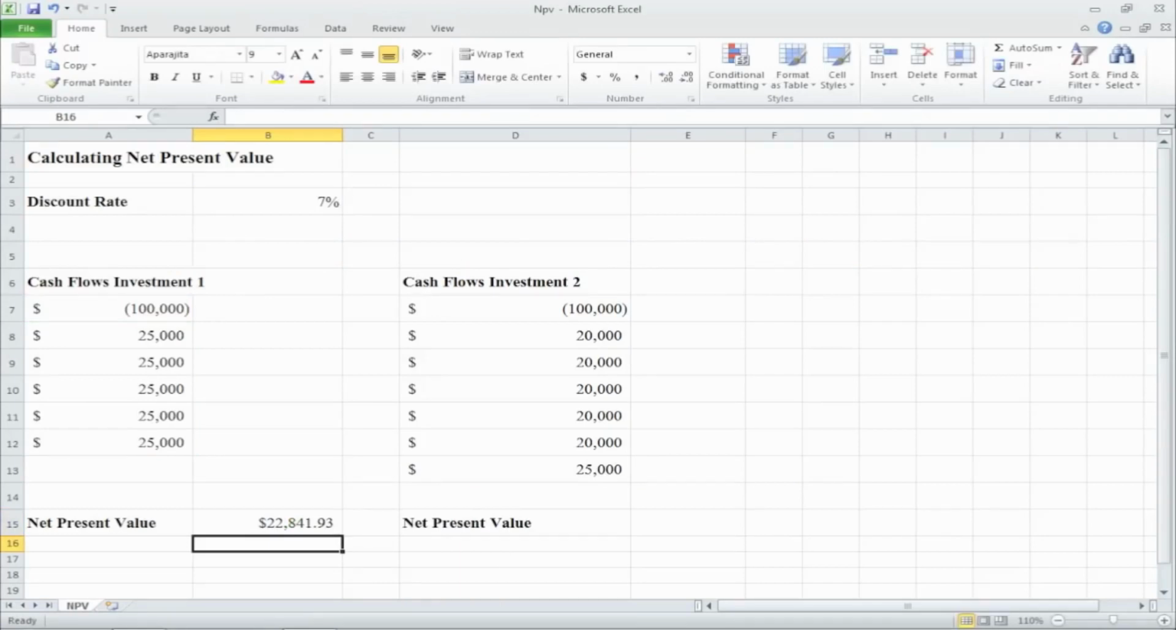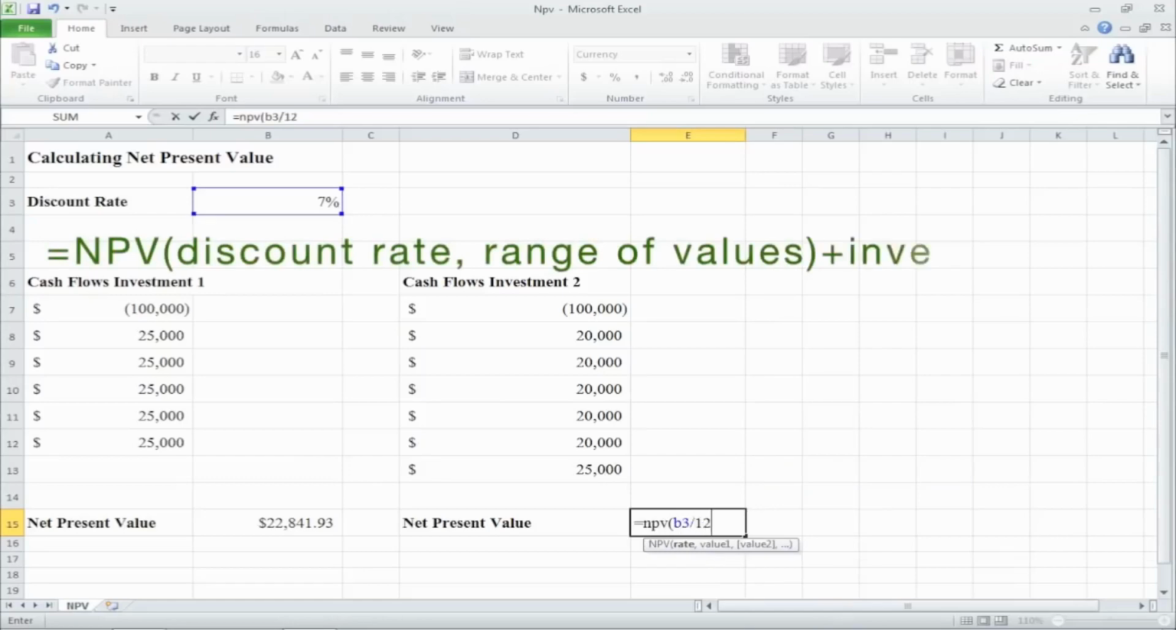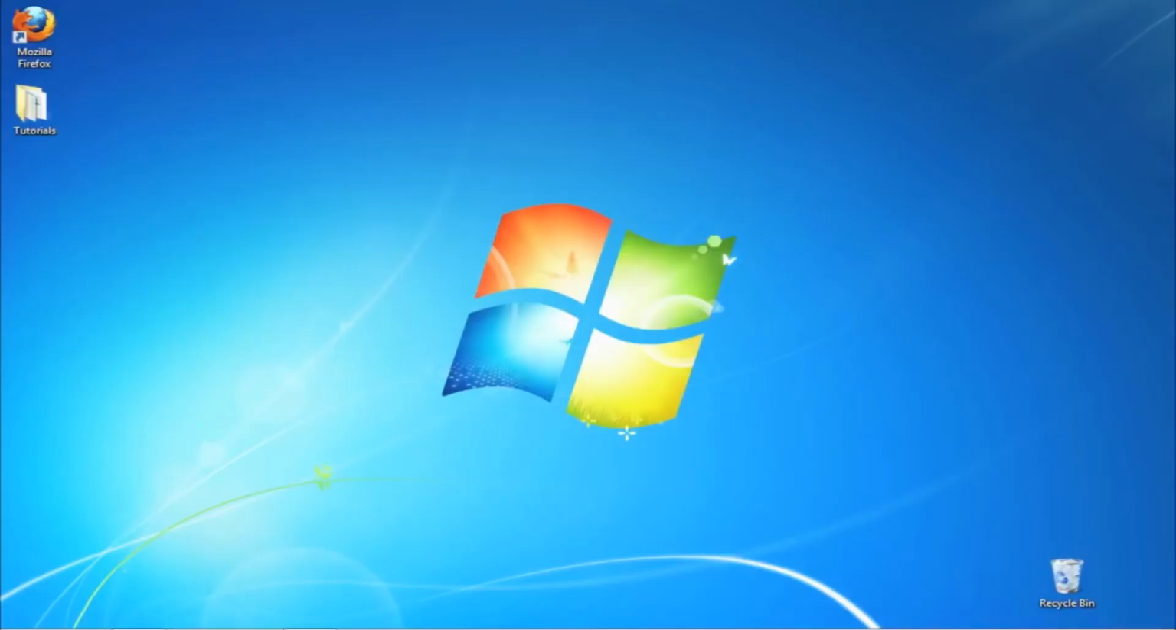Now let's see for the second one. Again, go to the cell that you want to hold the NPV result for comparison and type equals NPV, the same discount rate divided by 12, the range of values, plus the initial investment. Hit enter. Now that we see both results, we will agree that the first option is better and proceed with it. Congratulations! You have learned how to calculate the net present value in Excel.